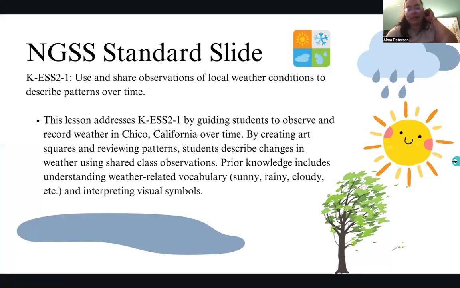So my first slide, I am going to be showing my NGSS standard slide. In this slide, it explains that this lesson is guiding students. The objective is to guide students to observe and record weather in Chico, California over time by creating art squares, reviewing patterns, students describing changes in weather, and sharing class observations.